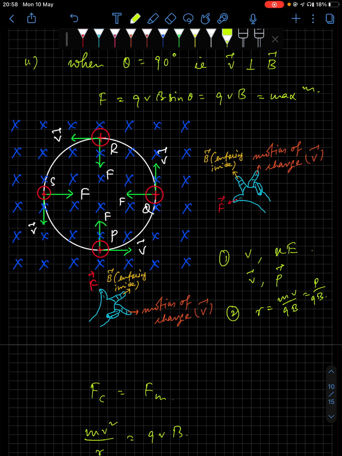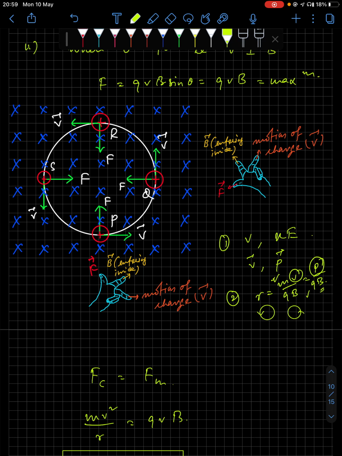Now, you can consider the case of electron and positron, okay? In case of electron and positron, if they are fired with same speed, of course their masses are same, their charges are same. So in that case, momentum will be constant, right? So in a given magnetic field, they'll have different directions of revolution, but they'll have the same radius. So that confirms point number 2.